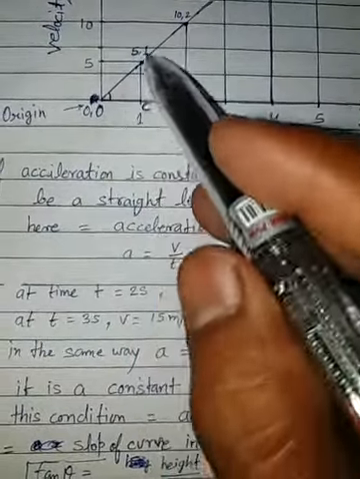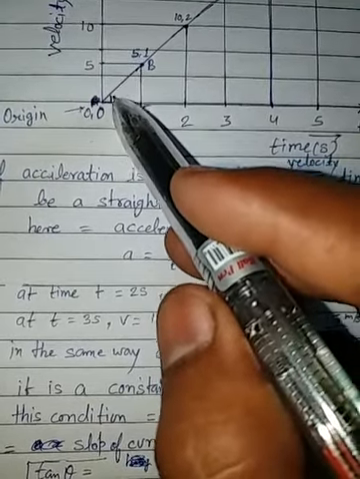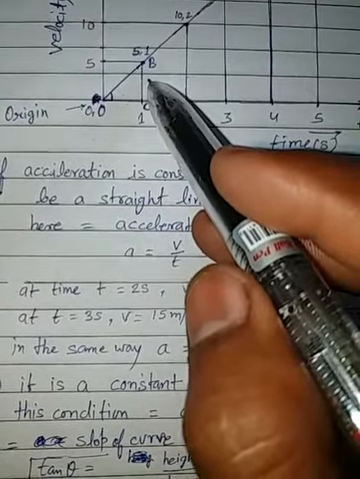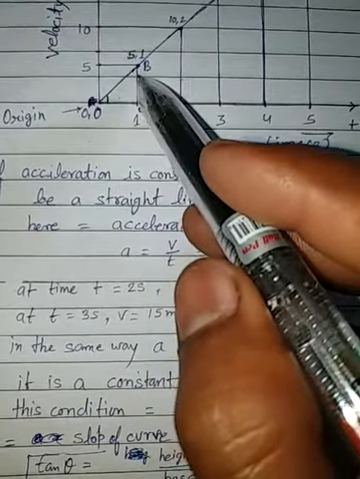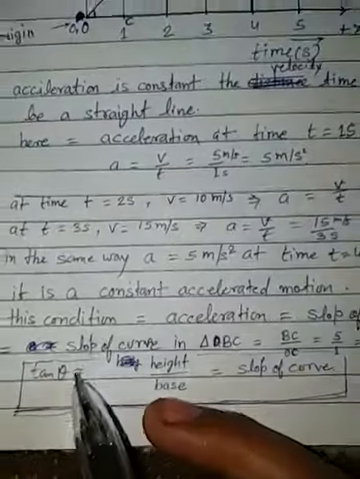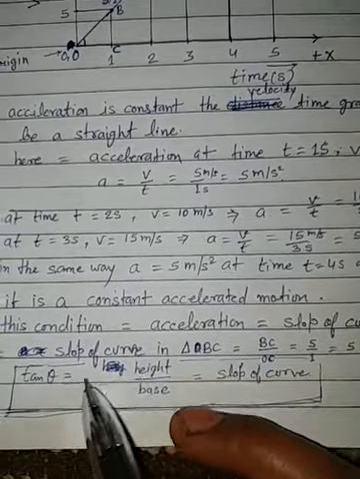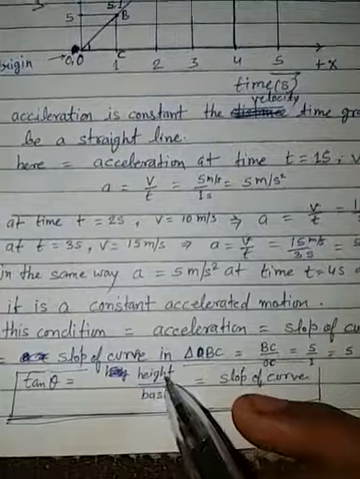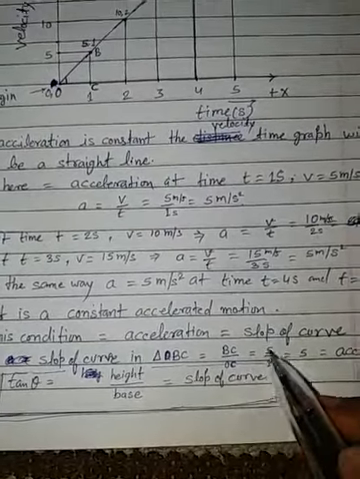In this triangle OBC, the slope of the curve equal to tan theta, this angle, and the tan theta is equal to height upon base. Tan theta is the formula that tan theta, that is the slope of the curve, will be equal to height upon the base.